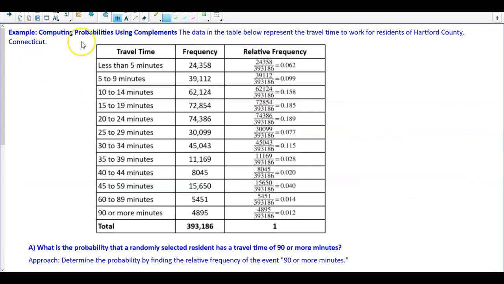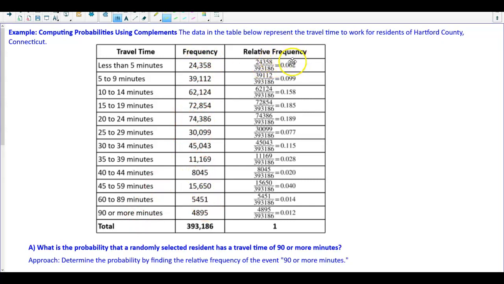Let's take a look at another example, computing probabilities using complements. Now the data in the table below represent the travel time to work for residents of Hartford County, Connecticut. So here's the travel time, less than 5 minutes, 5 to 9 minutes, all the way to 90 or more minutes. We have the frequency for each particular driving time. And then we have the relative frequency.